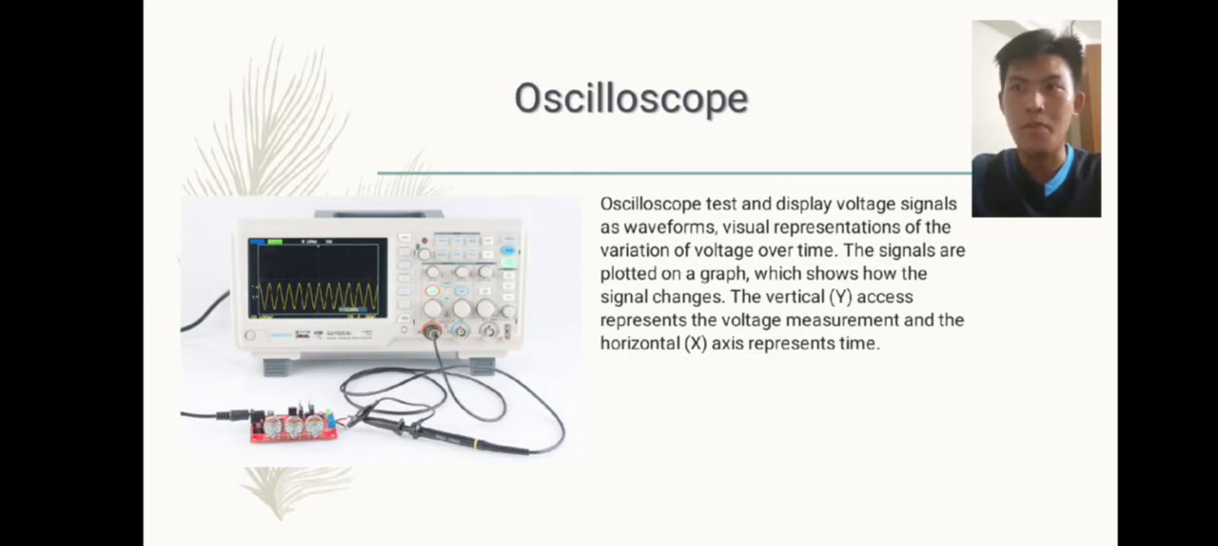The use of oscilloscope is to test and display voltage signal as waveform, a visual representation of the variation of voltage over time. The signals are plotted on a graph, which shows how the signal changes. The vertical axis will represent the voltage measurement and the horizontal axis represents time.